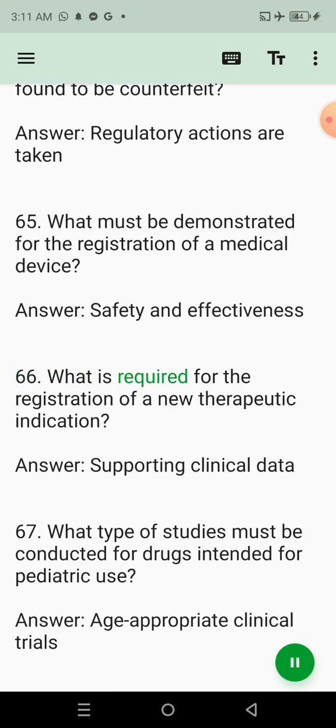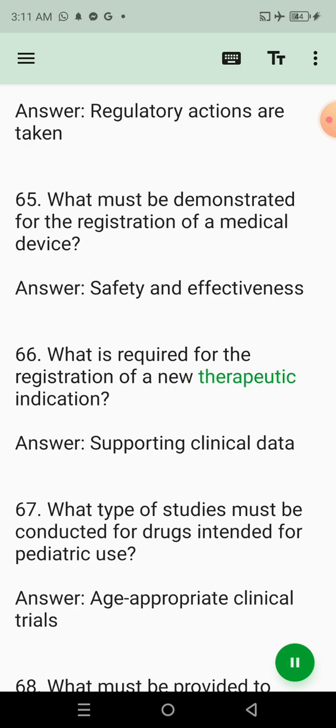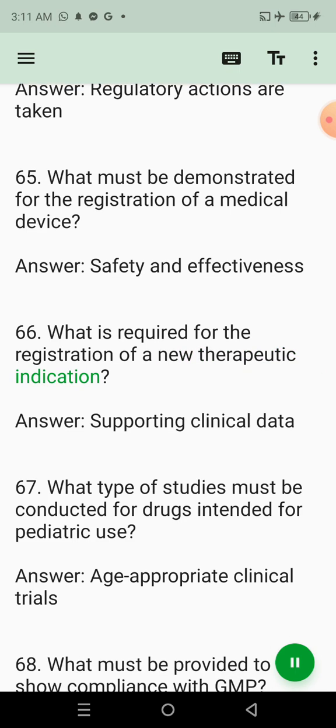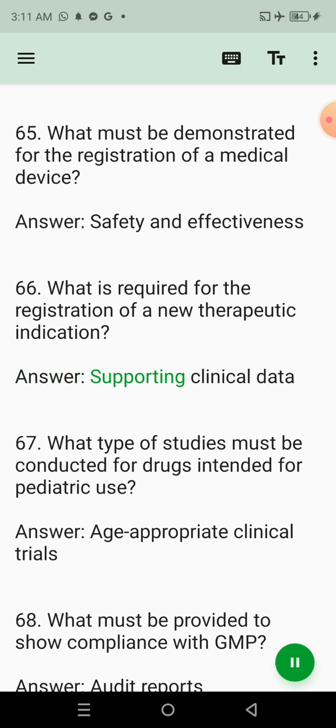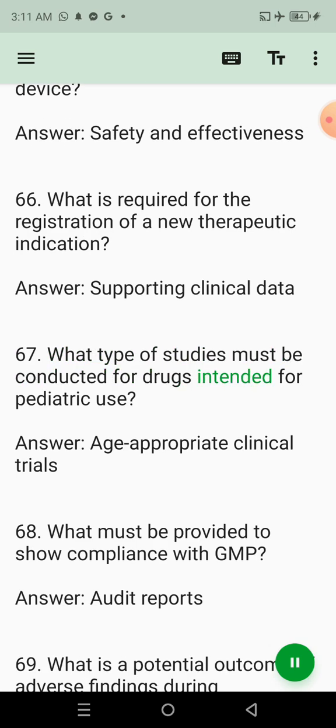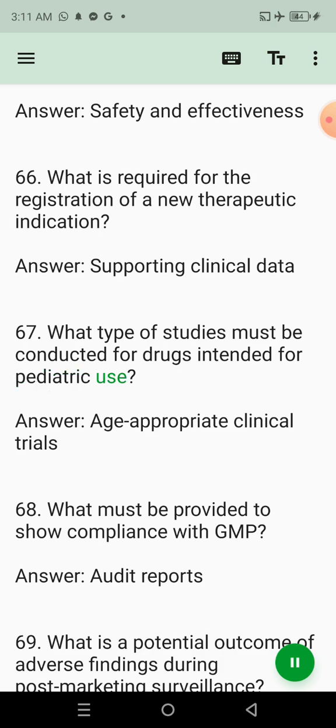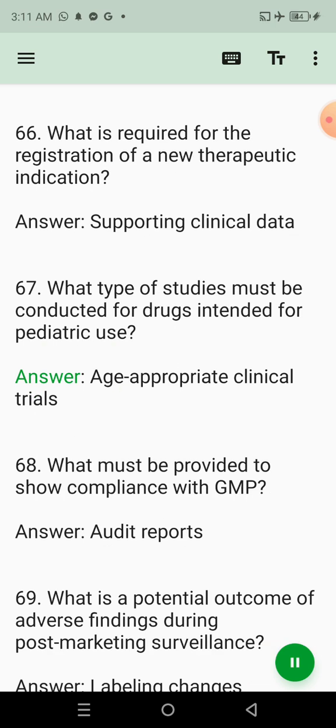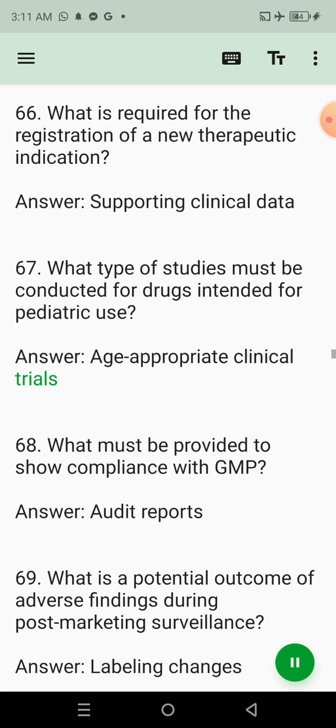66. What is required for the registration of a new therapeutic indication? Answer: Supporting clinical data. 67. What type of studies must be conducted for drugs intended for pediatric use? Answer: Age-appropriate clinical trials.